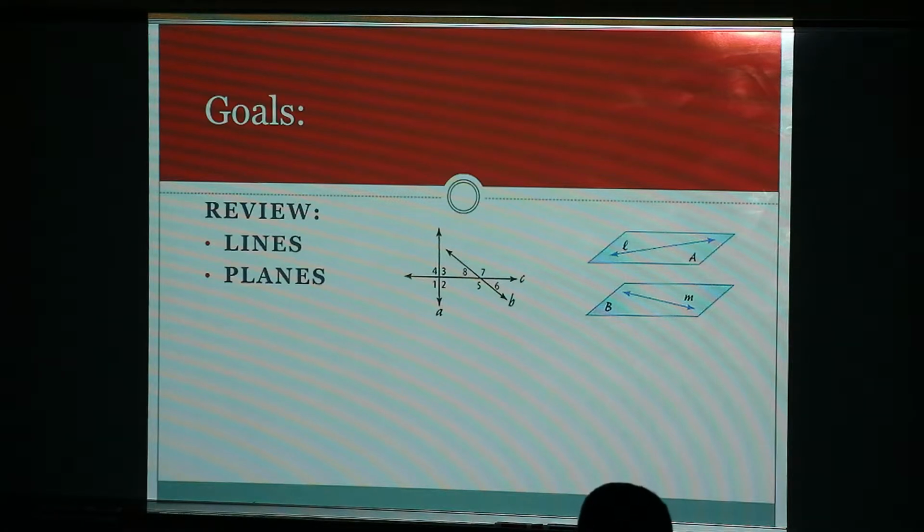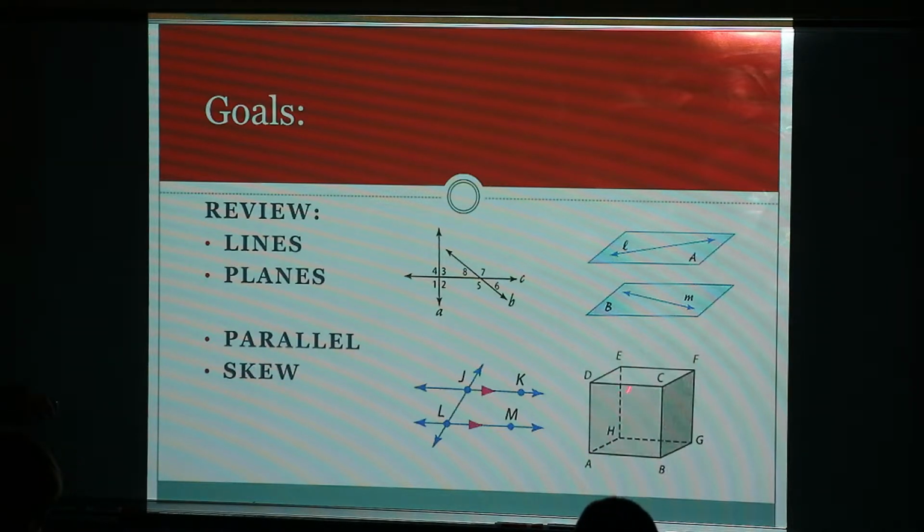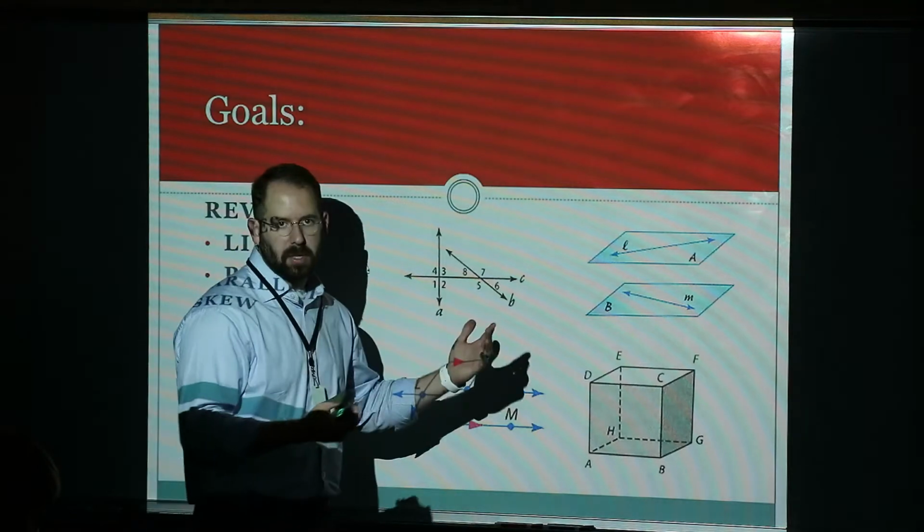Planes, we're talking about lines, all that good stuff. We're talking about parallel. That was one of our keywords, right? You can have parallel planes, parallel lines. You have skew lines. These lines in particular are parallel. How do you know that? JK and LM, because they had the little pink, purple arrow thing that we talked about yesterday. And skew would be three-dimensional, right? This picture could have skew lines. Not skew planes, but skew lines. Lines that are skew are on different planes.